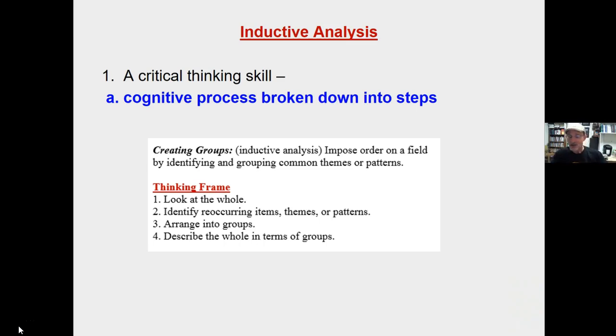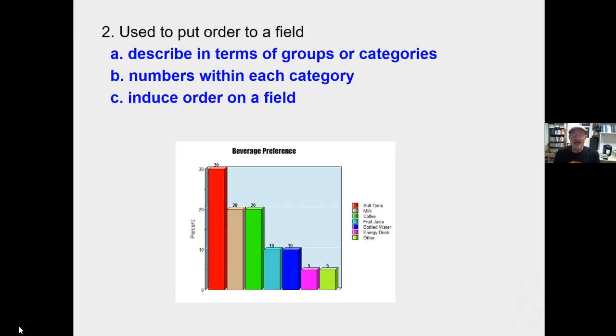So if I'm looking at something, observing, taking notes, that is what I use to put order on a field. Describe what you see in terms of groups or categories. And I use the term "induce order on a field" to help me remember and understand inductive analysis.